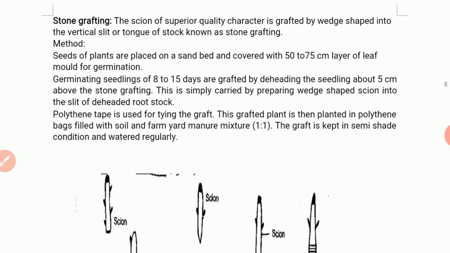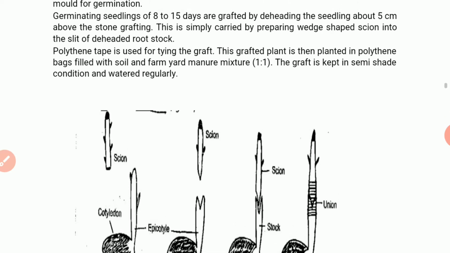Then let's see the stone grafting. The scion of superior quality character is grafted, wedge shaped, into the vertical slit or tongue of the stalk, known as stone grafting. Let's see the method. Seeds of plants are placed on a sand bed and covered with a 50 to 75 centimeter layer of leaf mold for germination. This stone grafting is generally done in germinating seedlings.